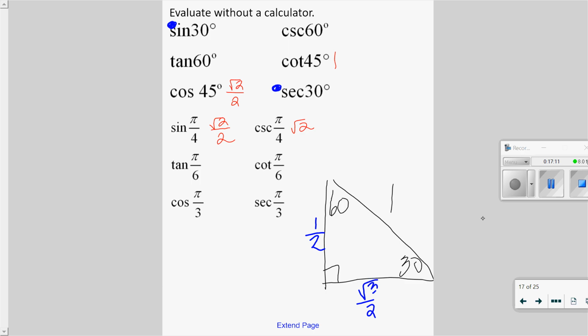30. So Peyton, I did a little blue in the 30, but I didn't want to give it away. Pi over 6 or pi over 3? Which one's 30? Pi over 6. So those are the 4 that I want you to do right now. I want you to do 30 degrees or pi over 6 radians. So do those 4, please.